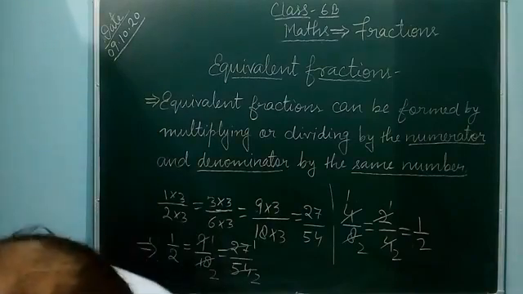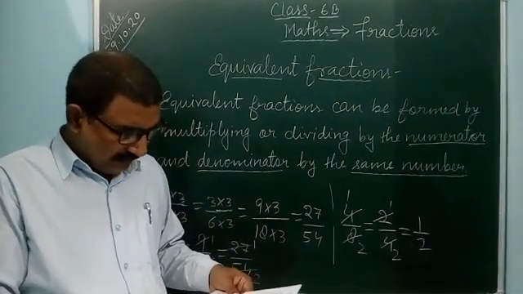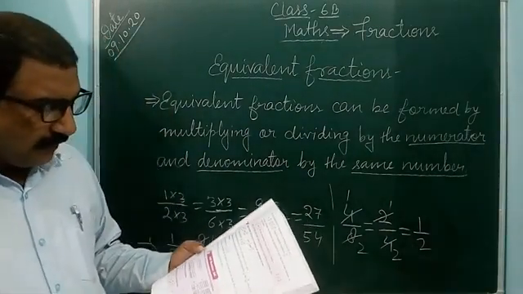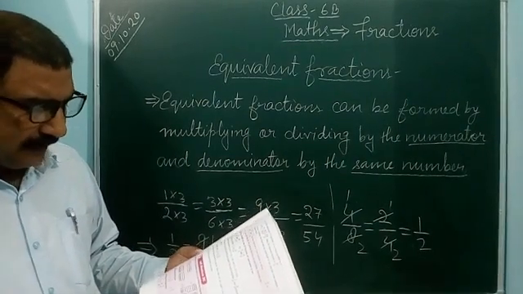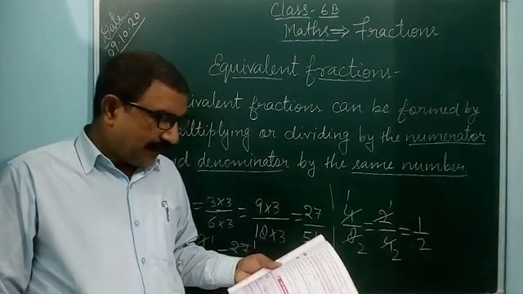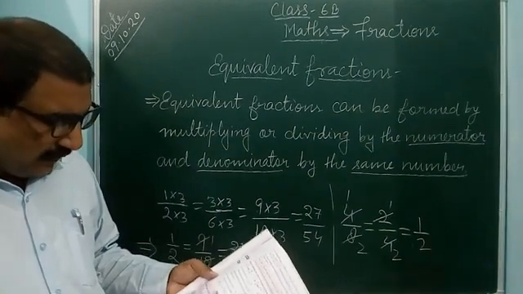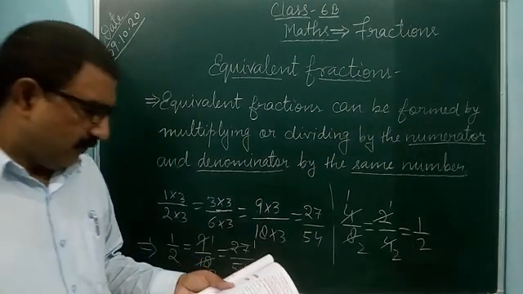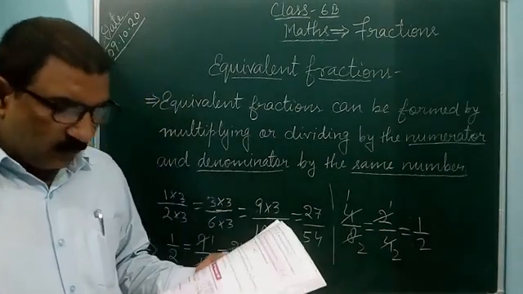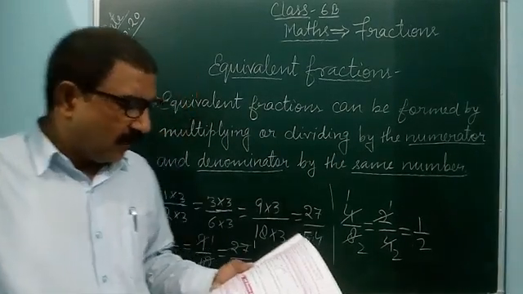So exercise 5C. You can see exercise 5C. State the equivalent fractions shown by the shaded parts in the following diagrams. So state the equivalent fractions as the diagram is given. The equivalent fractions are given as A, B, C, D, E, F. You can see all the diagrams in your book. So please open your book, page number 95. On page number 95 it is given exercise 5C.